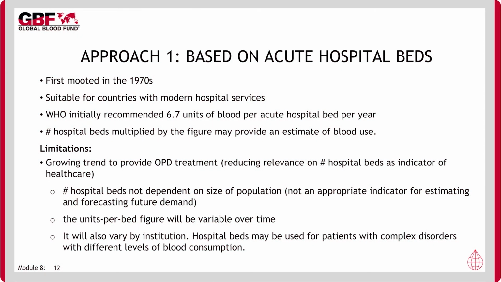One method that can be employed, although more suited to modern healthcare services, is based on the number of acute hospital beds. When first recommended by the WHO, a figure of 6.7 units of blood per bed was indicated. A units per admission calculation can also be applied. There are several limitations on the use of this model, as over time, there has been a trend towards providing outpatient department treatment, which then reduces the relevance of number of hospital beds as the driver of healthcare. Also, the number of hospital beds does not depend on the size of population, and hence is not an appropriate indicator for estimating and forecasting future demand.